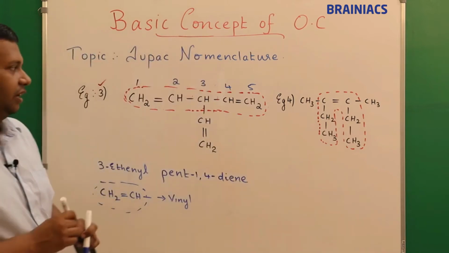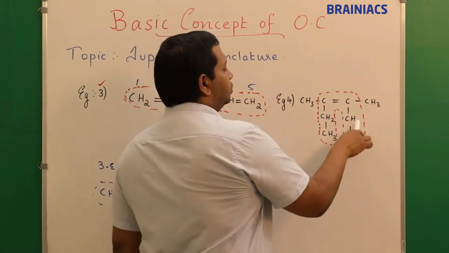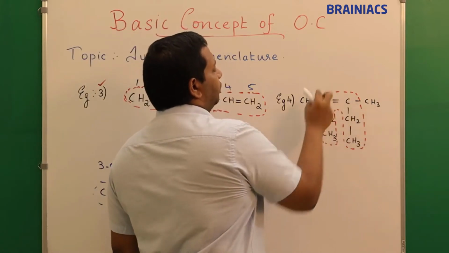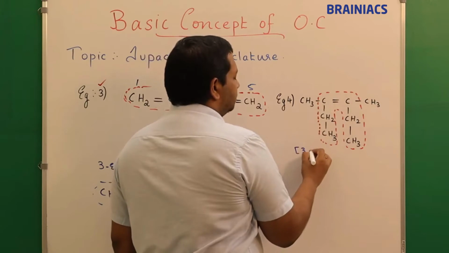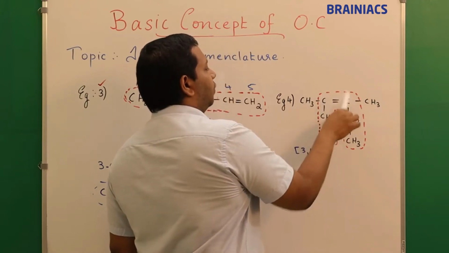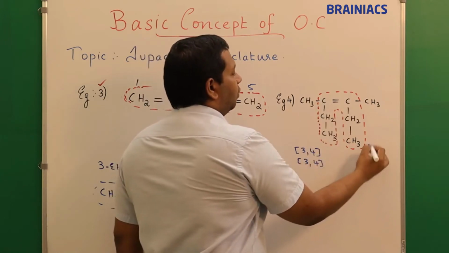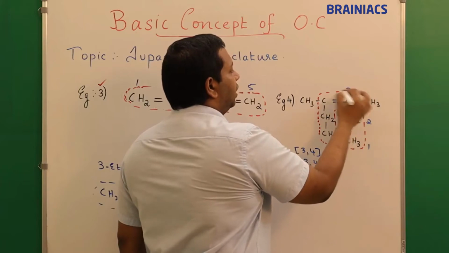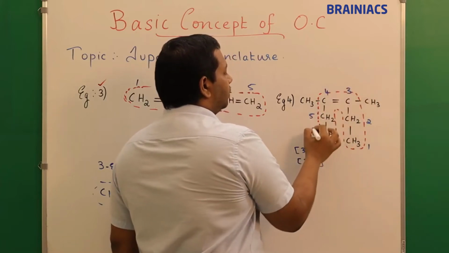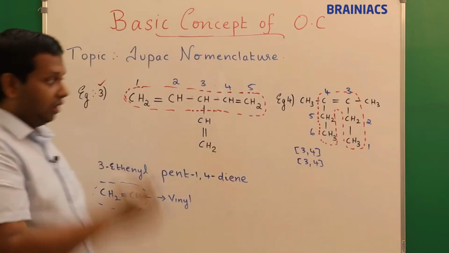Now what is the next thing I need to do? I should do the numbering. So if I see here numbering 1, 2, 3, 4. So 3 and 4 are the locants coming. Okay. Now if I do it in the other way, 1, 2, 3, 4. Again 3 and 4 are the locants coming. So I can number it in any way. 1, 2, 3, 4, 5, 6. I hope you understood.